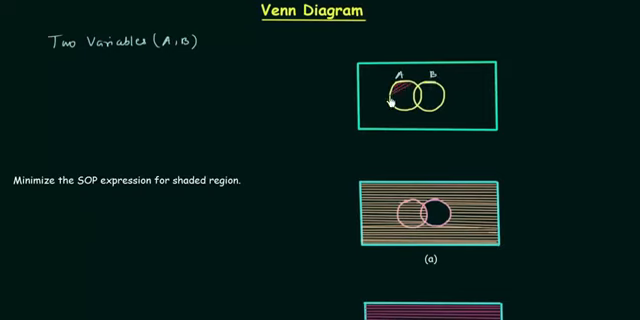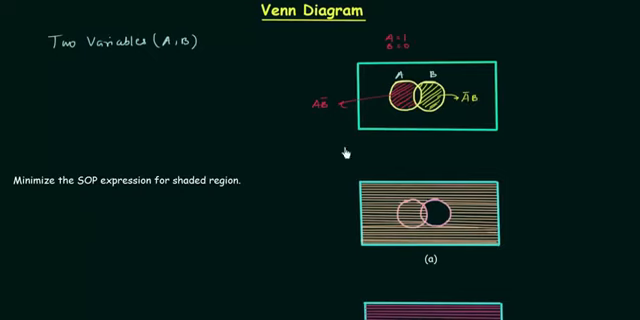This is the first region, and you can clearly see in this region A is present, but there is no B. So A is 1 and B is equal to 0. So simply I can write A B complement, because A is 1 and B is 0. And if we want to find out the expression for this region, A is 0 and B is 1, so A complement and B.